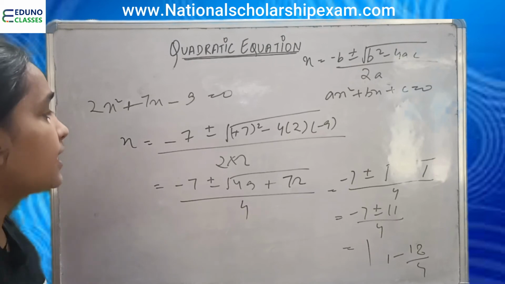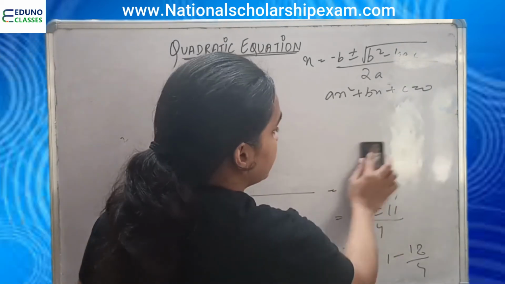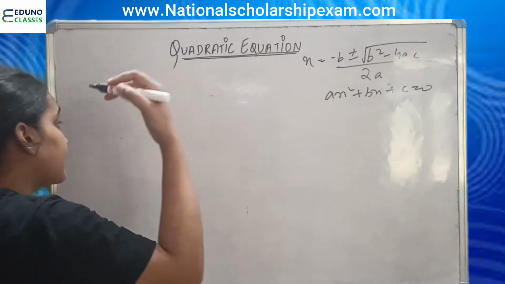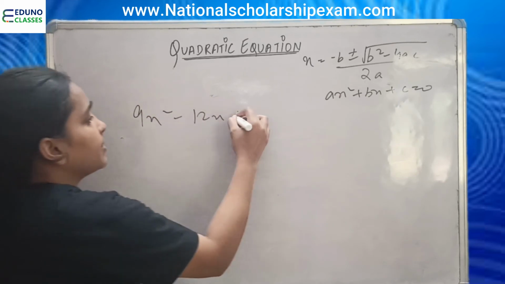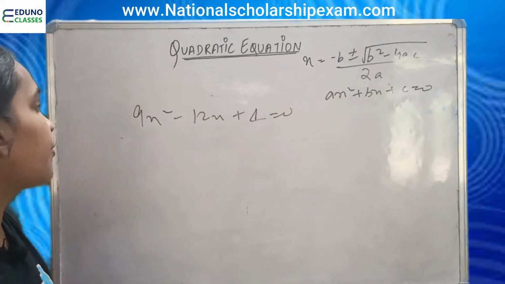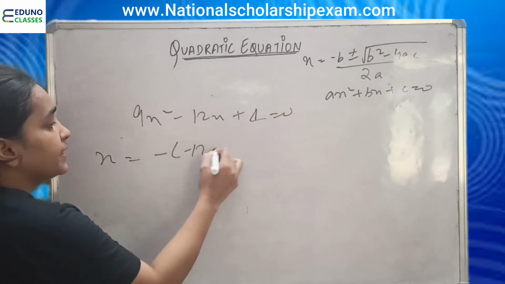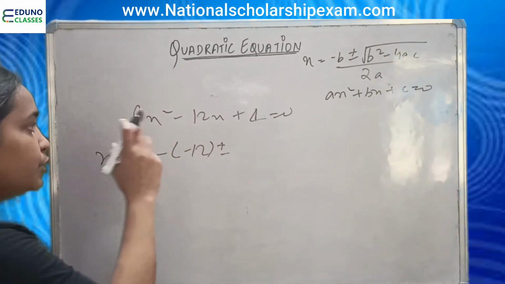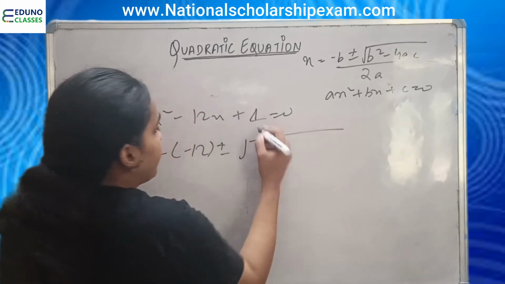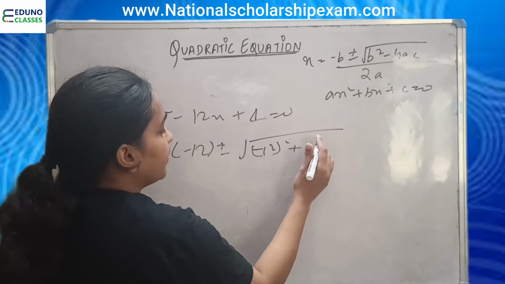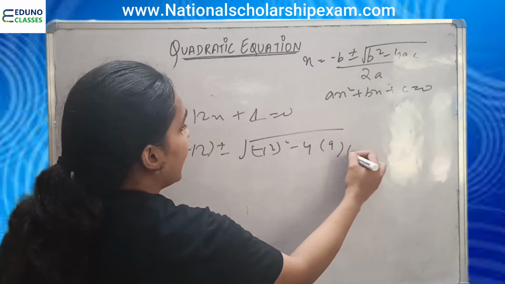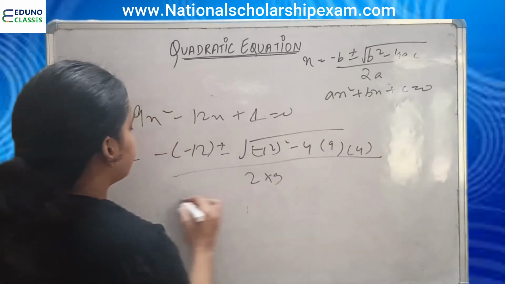Now, we will take another question and see how this works. You can take any equation for that. I can make an equation like this: 9x square minus 12x plus 4 is equal to 0, and find the root of this equation. x is equal to minus b, and minus b here is minus of minus 12. So minus b is 12, plus minus root of b square, minus 12 whole square, minus 4ac, minus 4 into a, here 9, and c, here 4, upon 2 into 9.